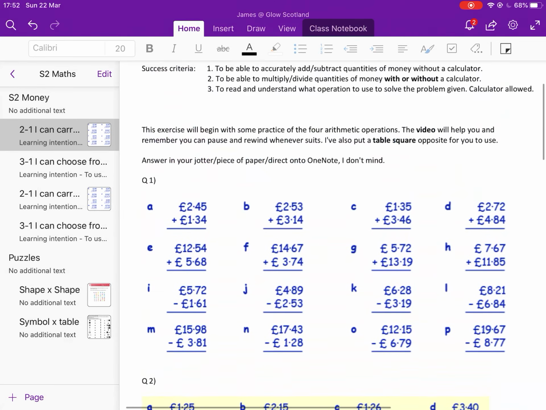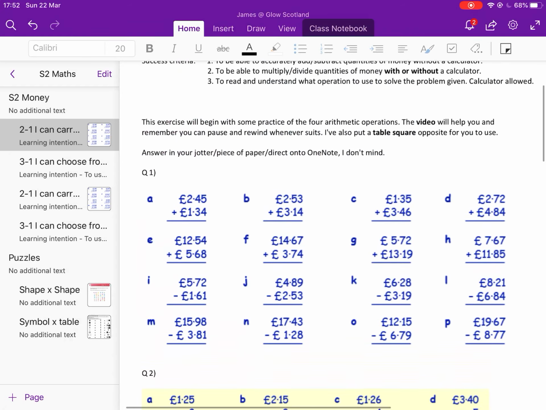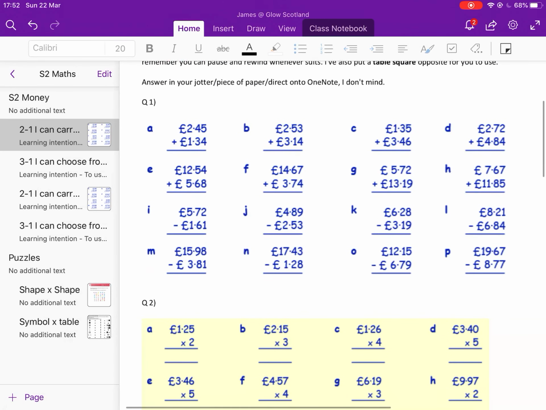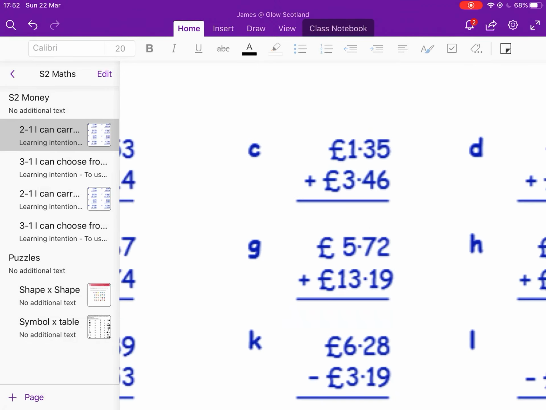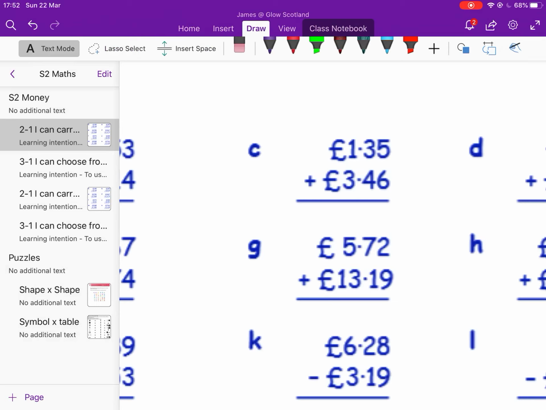I'm going to do an example of multiplying, dividing, adding and taking away. So I'm just going to pick one of these questions to have a go at, and you can use that to try and help you remember what you need to do. So I'm going to start off by looking at 1C. Let's pick a nice colour. Let's do purple.